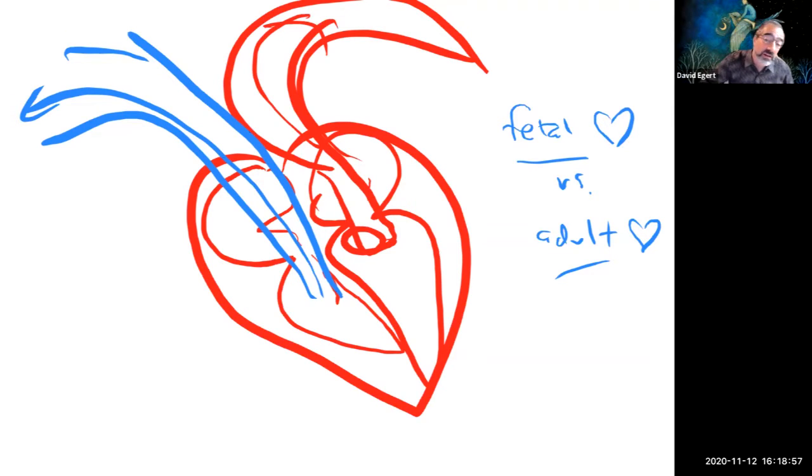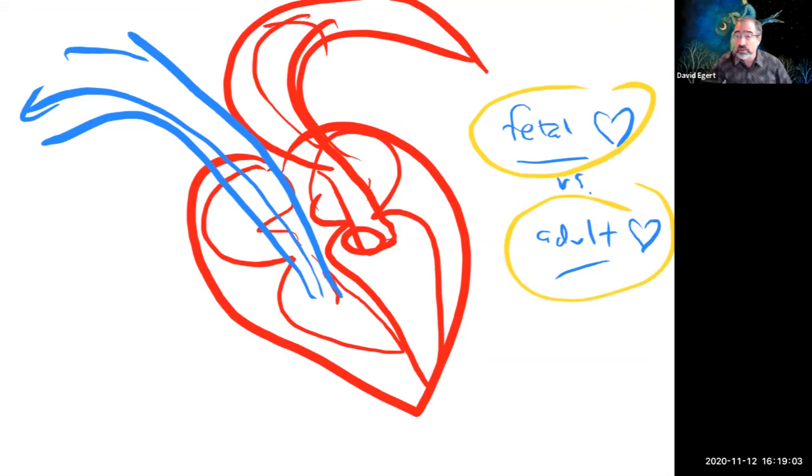At the core, what's the big difference in the job of the heart if you're in a fetus versus in an adult? That you have the umbilical cord. So what is the umbilical cord doing? Deliver nutrients. But it also supplies oxygen. Right, so the fetus has umbilical circulation.